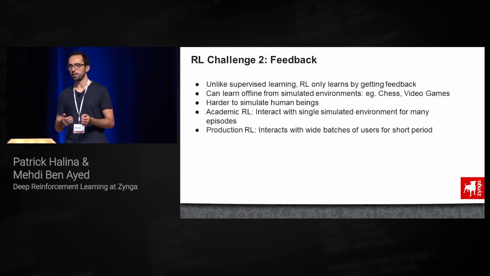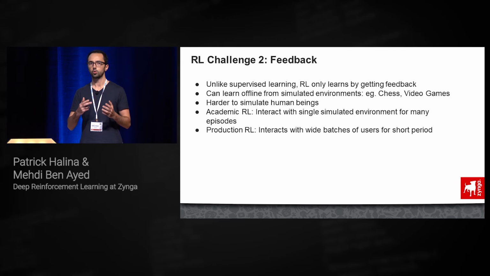The second challenge is in relation to the feedback. Unlike supervised learning, the feedback that the agent gets from the environment is very important. Without it, there is no learning. The agent needs to take the actions and see what reward it gets to learn which are the good actions and which are the bad actions.